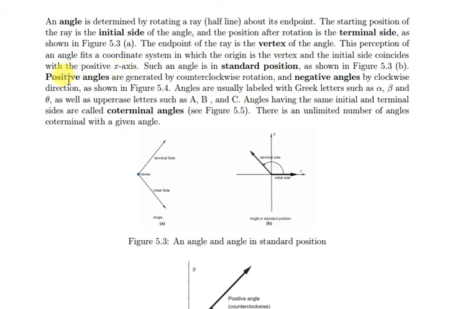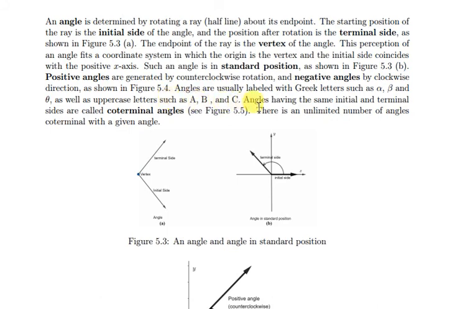Positive angles are generated by counterclockwise rotation. Okay, counterclockwise, like this. That is the positive angles. And rotating in the clockwise direction gives negative angles. Like this, that is a negative angle. Angles are usually labeled with Greek letters such as alpha, beta, phi, or theta, as well as uppercase letters such as A, B, and C.